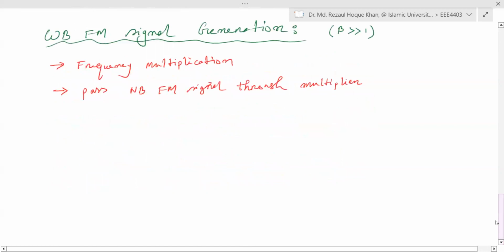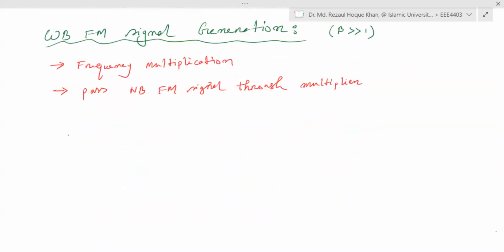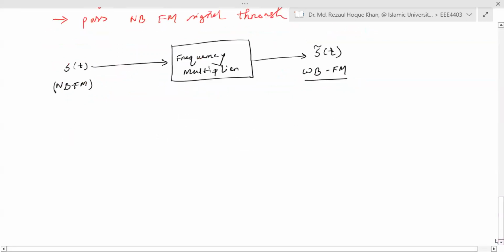Means if the signal we received is s(t), which is actually a narrowband frequency modulated signal, if we pass it through a frequency multiplier, then we will get a new signal, s tilde(t), which is actually a wideband frequency modulated signal. That's actually what we are seeing. So this is a process, or steps, to generate a wideband frequency modulated signal.